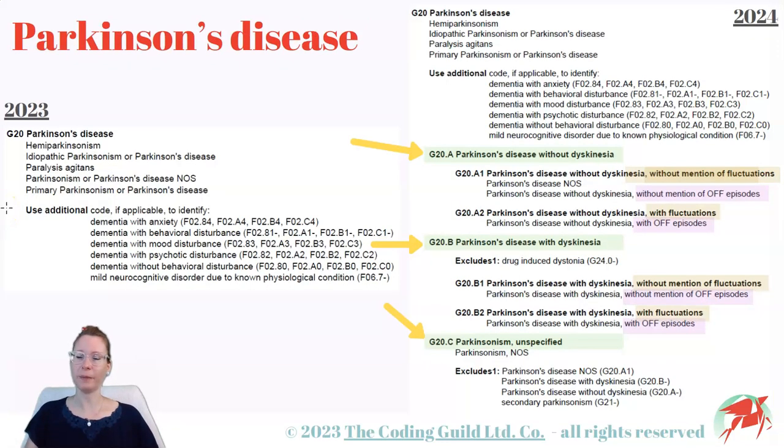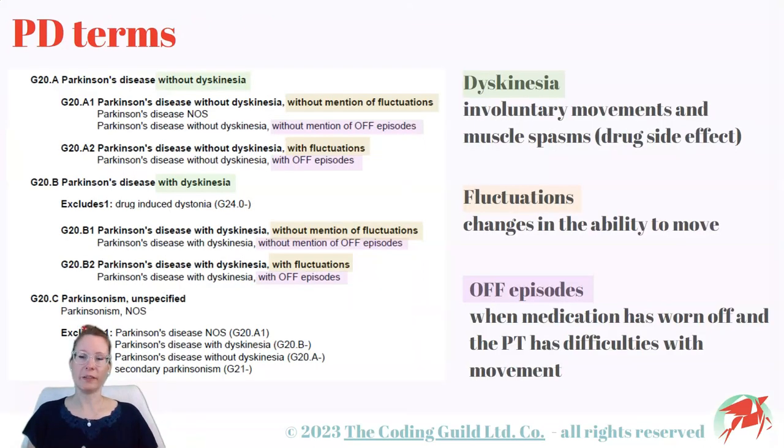On to Parkinson's disease. Huge change from 2023 that instead of having only a single code to describe the condition, G20, now we have 5 new ones under 3 new subcategories. They will help to further specify whether the patient has dyskinesia and fluctuations or so-called off episodes. Let's clarify what these mean. Dyskinesia means difficult or involuntary movements. When associated with Parkinson's disease, this is not a sign of the disease, rather it is a side effect from Parkinson's disease drugs, most usually from levodopa.